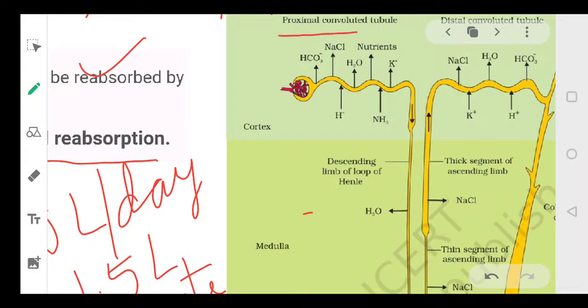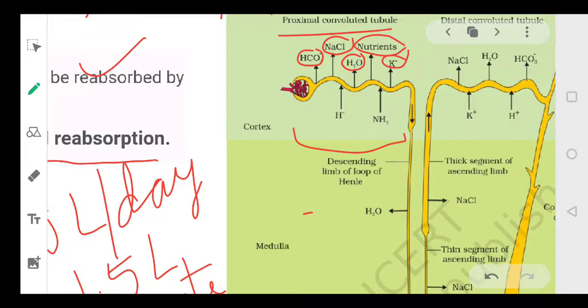So let's come to the PCT first. Now this PCT is lined by cuboidal epithelium, and because it is lined by cuboidal epithelium, the surface area for reabsorption will increase. Essentially all nutrients, just look at this portion only, all the nutrients, the bicarbonate ions, the sodium chloride, water, and potassium ions are reabsorbed in the PCT.